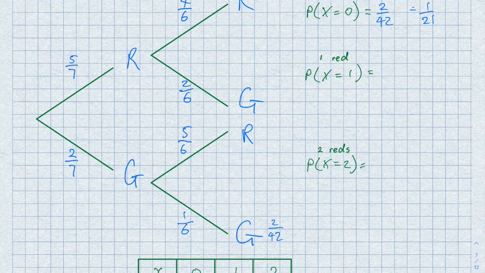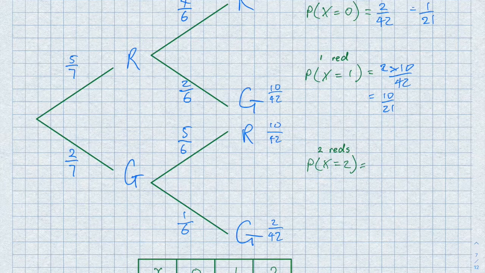The probability of 1 red, so that could be red, green, or green, red. So I've got 5 times 2 over 6 times 7, and 5 times 2 over 6 times 7 again. So that is 2 times 10 on 42. The 2 on the 42 can change to 1 on 21, so 10 on 21.